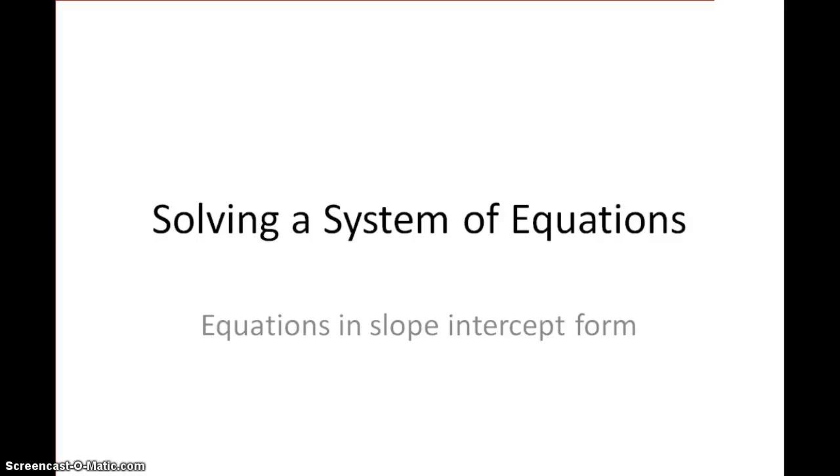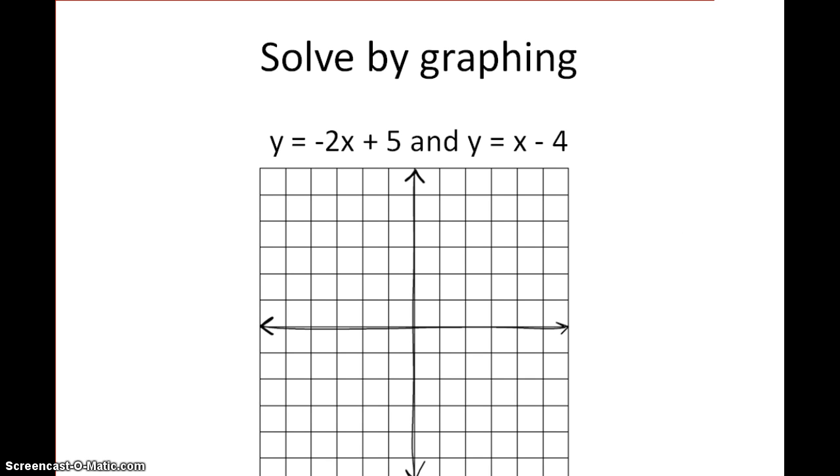This tutorial is about solving systems of equations. We're first going to solve by graphing. Now, in order to graph, we have to know what number represents the y-intercept and which one represents the slope. In an equation, the constant value represents the y-intercept. And so in that first equation, 5 is the y-intercept.